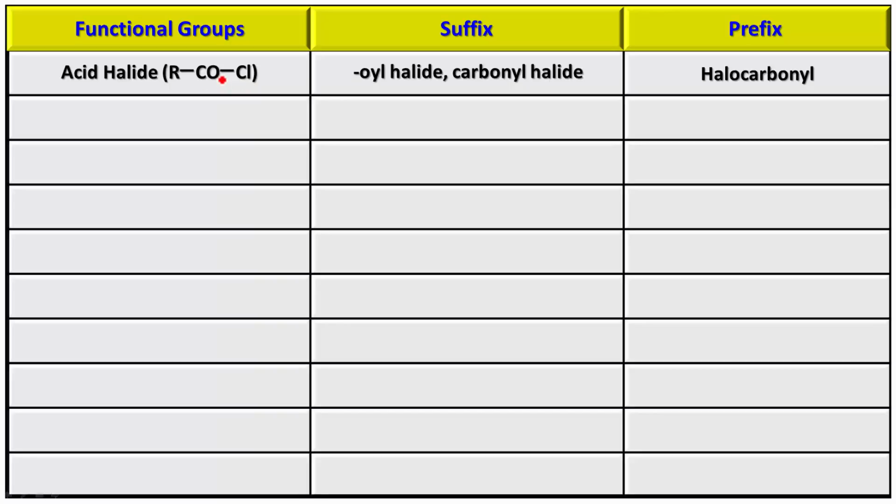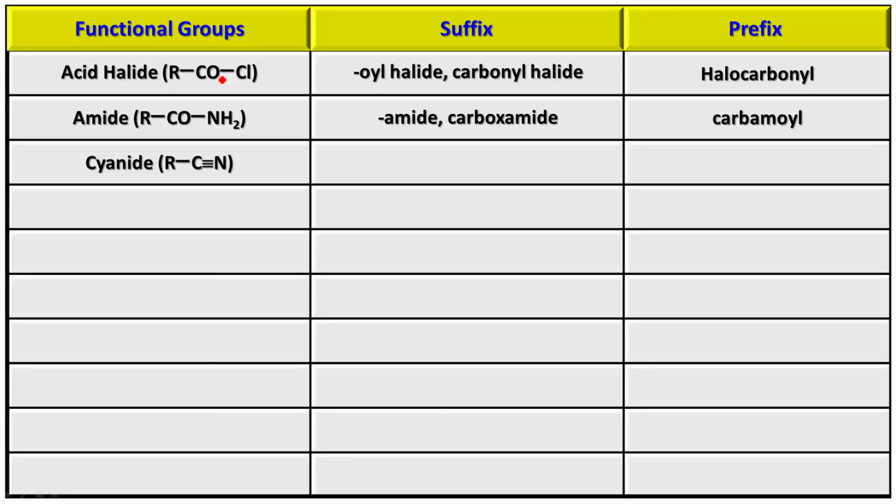The next one is amide, and we've already done the naming. We used to call it alkanamide or cycloalkane carboxamide. So carboxamide or amide. And if this is going to act as a prefix, we call it carbamoyl. So remember, you've got to learn all of this and remember the order. Then comes cyanide. We know it used to end in nitrile or carbonitrile depending upon acyclic or cyclic. And if it is a prefix, it's cyano.